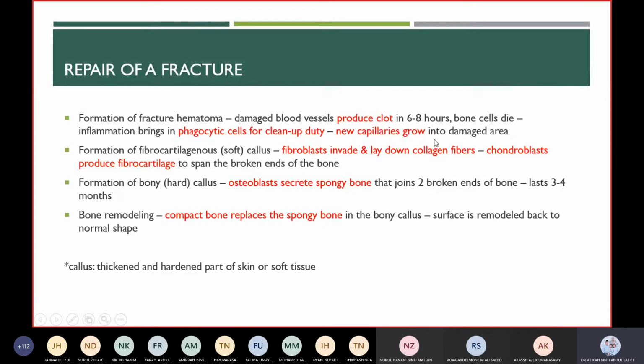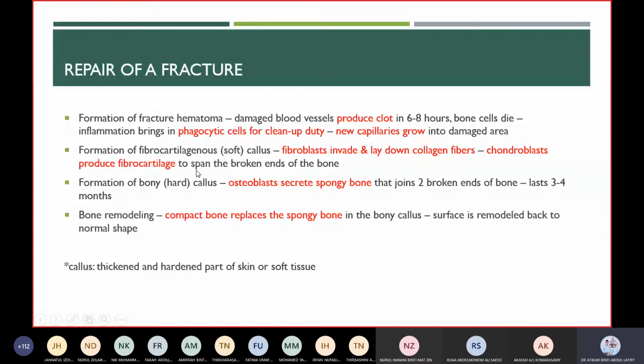Then new capillaries will start to grow into the damaged area because of the damaged blood vessels during the fracture. After that, there will be formation of the soft callus, which is fibrocartilaginous, because fibroblasts will come and lay down collagen fibers. The chondroblasts will produce the cartilage part, to span the broken ends of the bone.